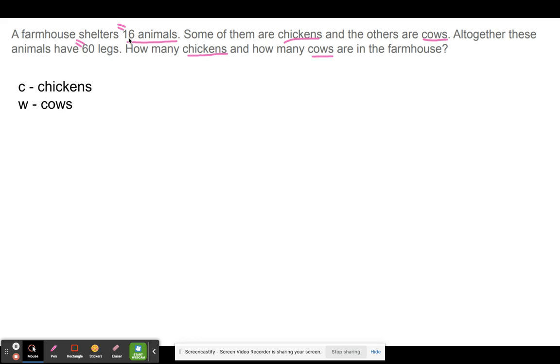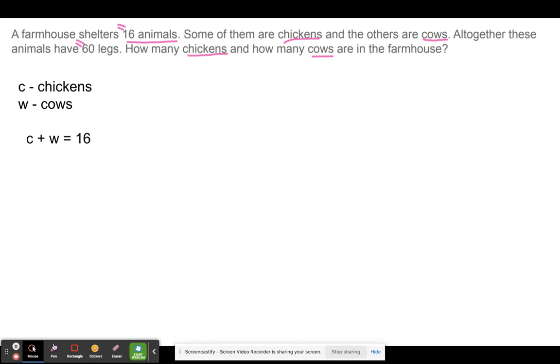Okay, now for the first equation, the 16. Since we have 16 total animals, that means that the chickens plus the cows should equal 16. C plus W equals 16. Now, the second one, you have to think a little bit. Remember, it says the total amount of legs, and we're talking about the legs of these animals, I know it's kind of weird, is 60.